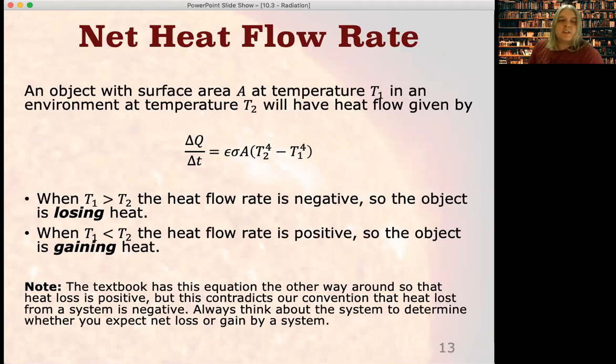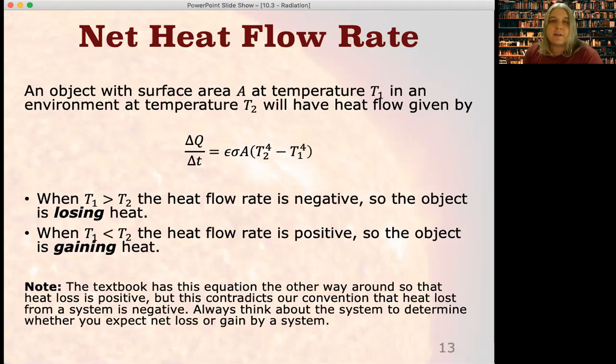You'll note that I've put T2 as the first temperature and T1 as the second one. I've got T2 to the 4th minus T1 to the 4th. In the textbook, it's the other way around. I prefer it this way around because if we do it this way, our convention that we met earlier, where we said a negative heat flow rate is going to be the object losing heat. Remember we said negative heat is the object has lost it, because the object is our system in this case, whereas a positive heat means the object has gained it. So by putting it this way around, it just adheres to that. But the textbook, as I said, has it the other way around.